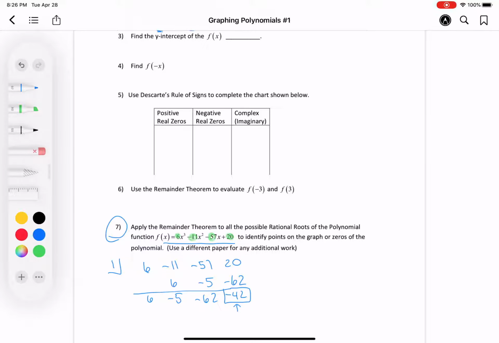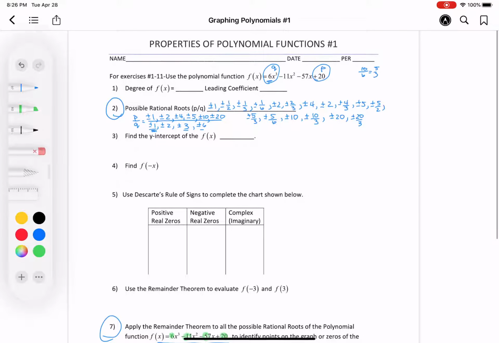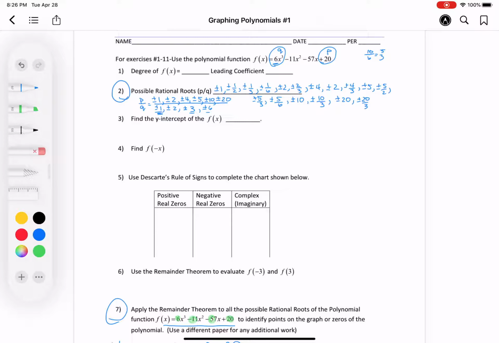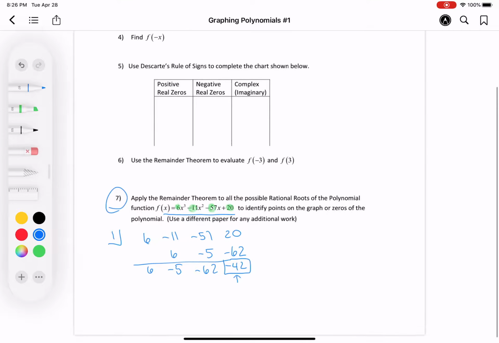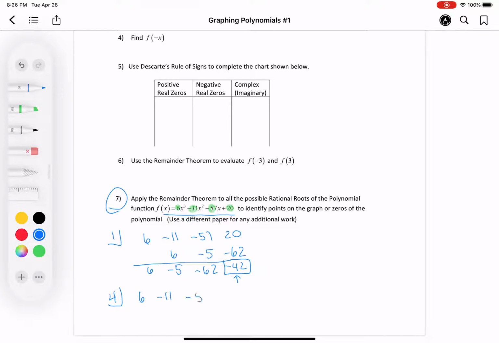So let me try another one. I did 1. Let's try another whole number. Let's do 4. All right, so once again, I'm going to do 4. So now I'm going to use synthetic division again to see if this is a possible root.